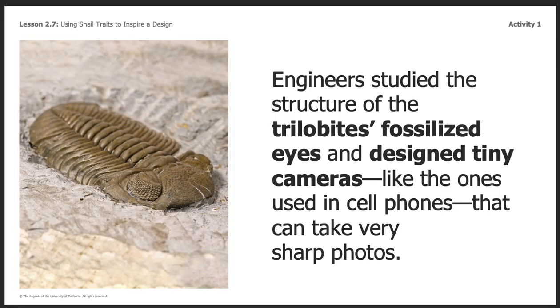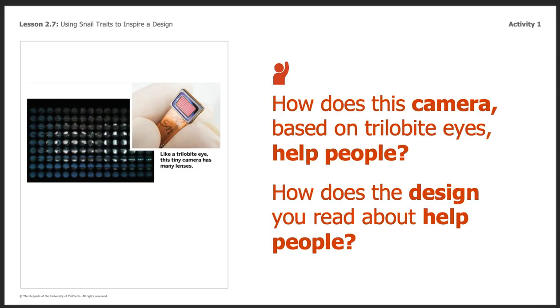For example, engineers studied the structure of the trilobites' fossilized eyes and designed tiny cameras like the ones used in cell phones that can take very sharp photos. The engineers concluded that eyes with sharp vision were an adaptive trait for the trilobites. Being able to see sharp images helped the trilobite see predators in its environment. How does this camera based on trilobite eyes help people? How does the design you read about help people?